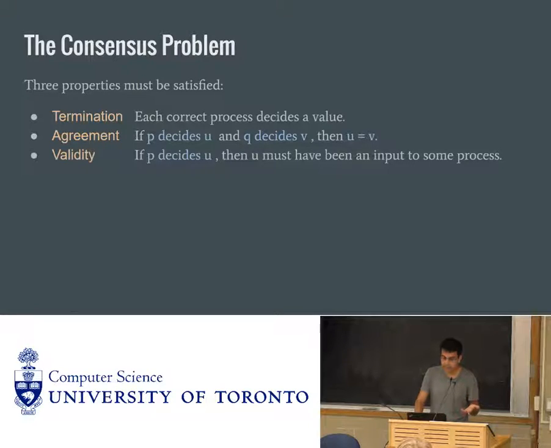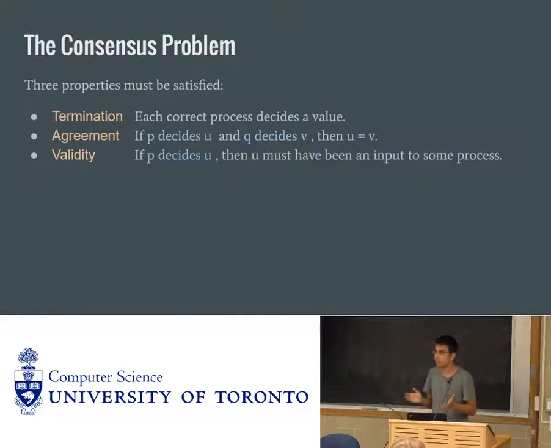And finally, validity. If a process is deciding a value, then this value needs to have been in the input to some process. This last condition, validity, is just to make it non-trivial, because without validity, a trivial algorithm would be to decide the value 1. But that algorithm wouldn't work with the validity condition. Suppose every process had input of 2. That algorithm clearly doesn't satisfy the validity property.